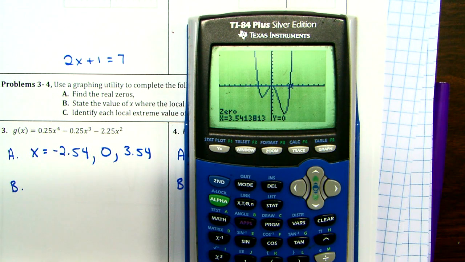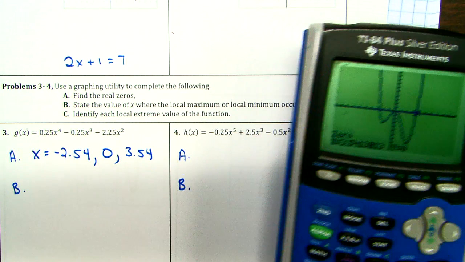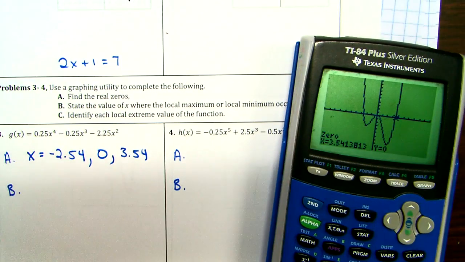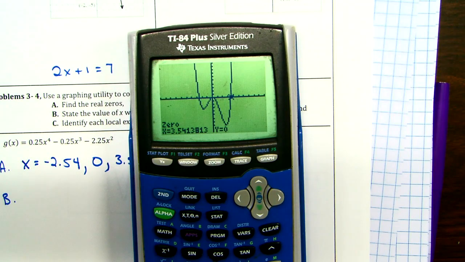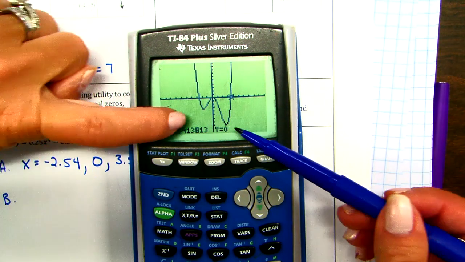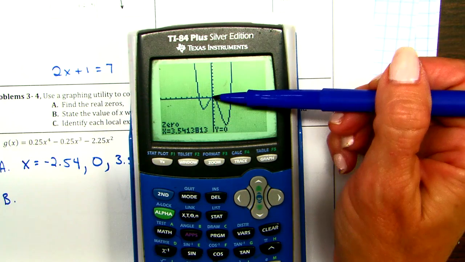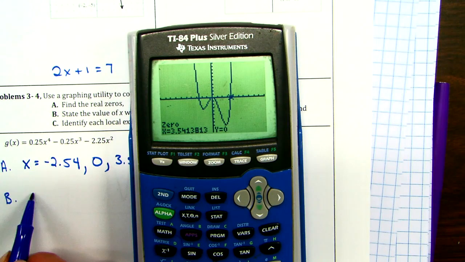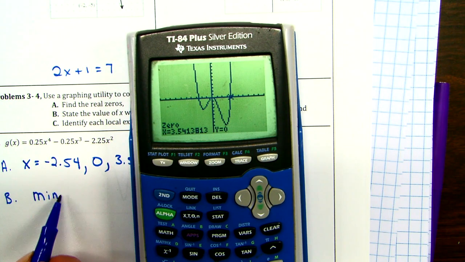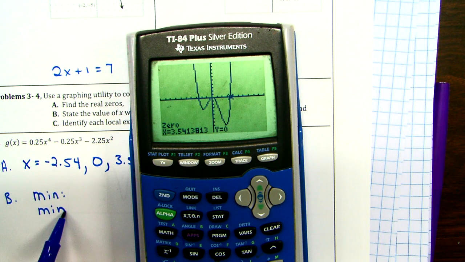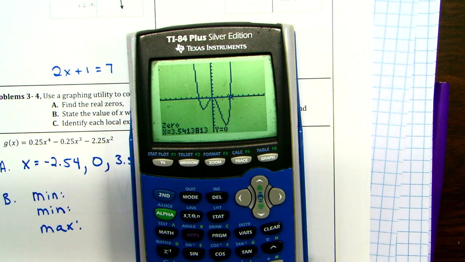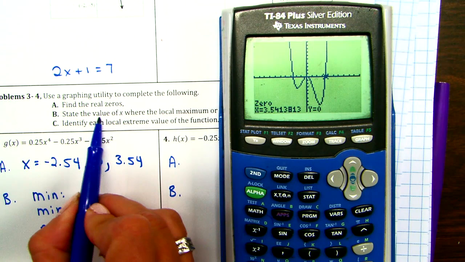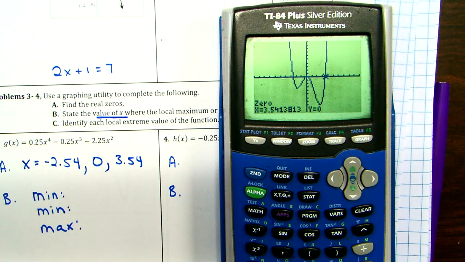Okay? Now, part B wants the maxes and the mins. Don't worry about local. Don't worry about any of that stuff. So those are our turning points. And we have 3 turning points. We have 2 mins and 1 max. It doesn't matter which one you find first. Min, we have 2 of those, and we have a max. So I'm just getting ready for them. And part B says just state the x value. And guess what? It's the same exact thing we just did.